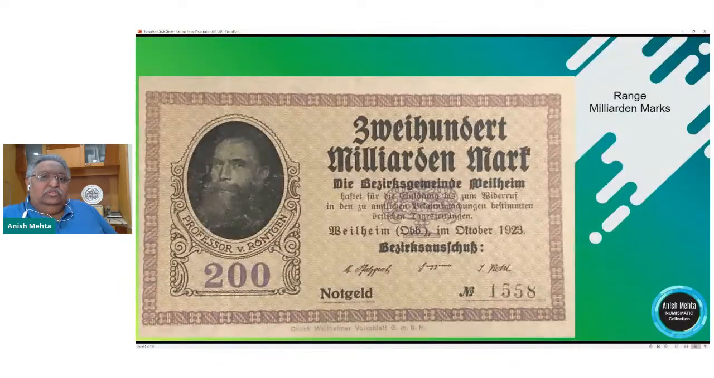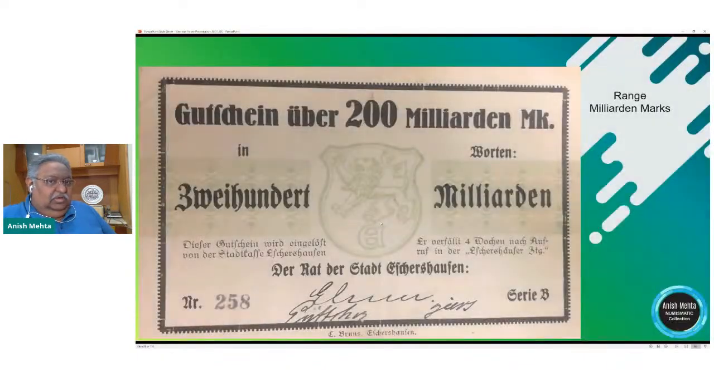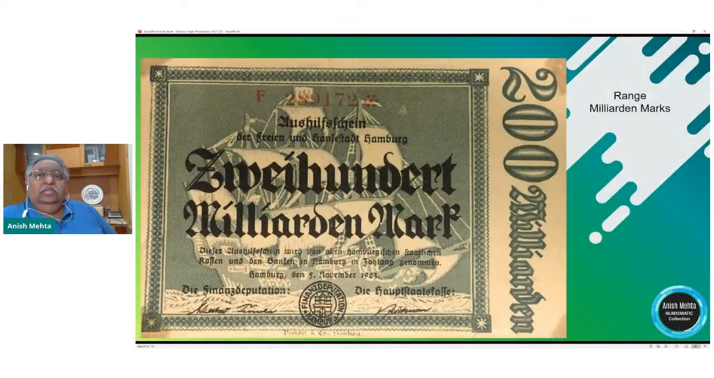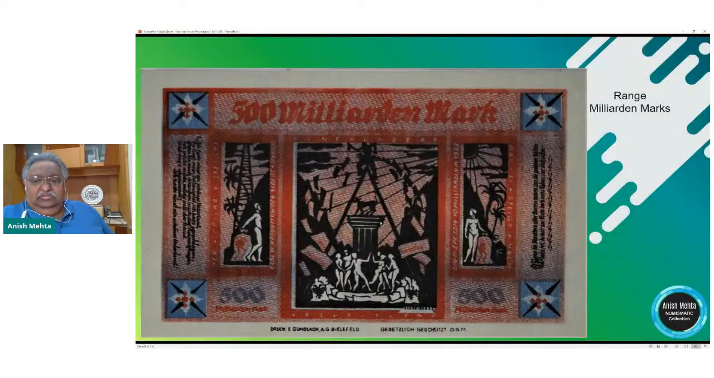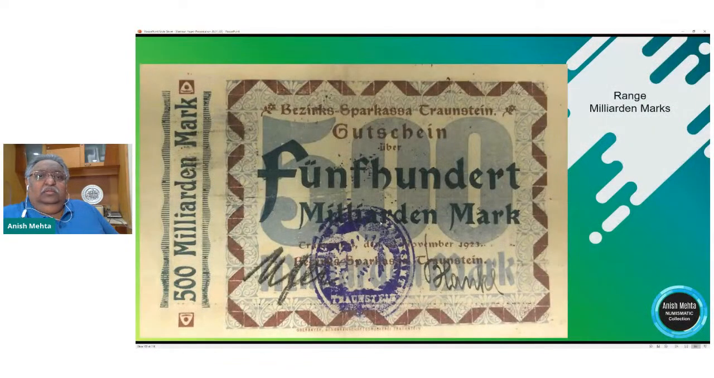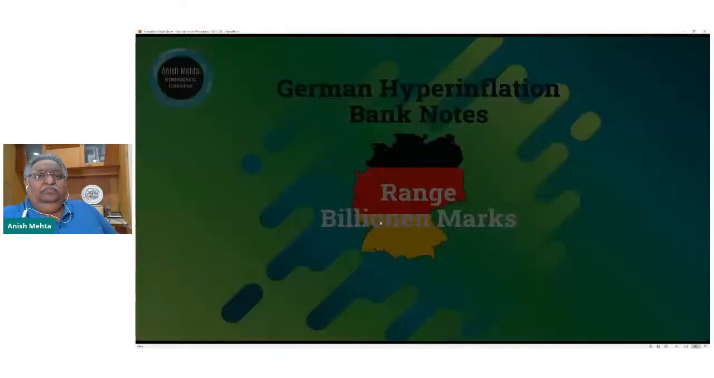Similarly, this is 200 billion. Another 200 billion. This also is a 200 billion. This is 500 billion. This is another 500 billion. This also is 500 billion.